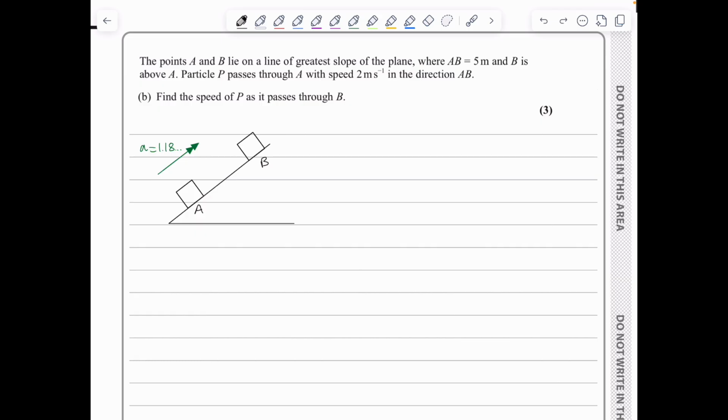I will be using V squared is equal to U squared plus 2AS. So we're trying to find the speed of P as it passes through B. So V squared is going to be 2 squared plus 2 times the acceleration of 1.18 times the displacement of 5, because we have been told that the distance from A to B is 5 meters. So this leads to V squared being 15.838, and therefore if I take the square root, V turns out to be 3.98 meters per second.